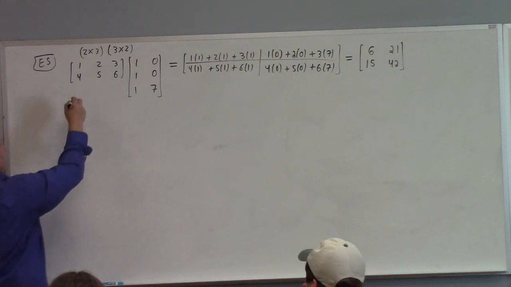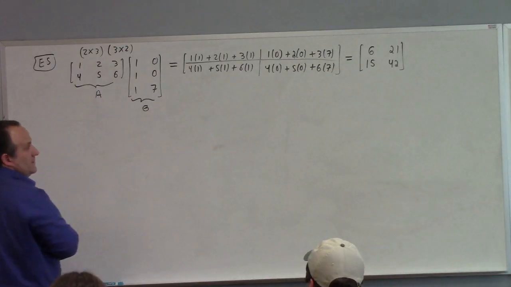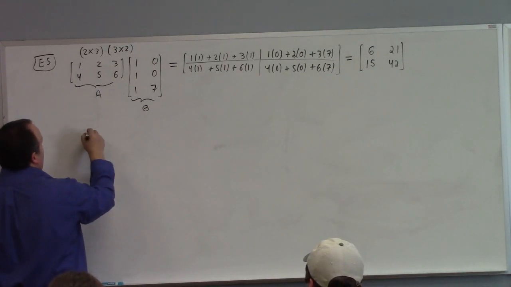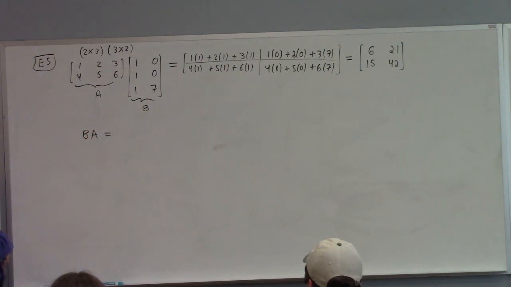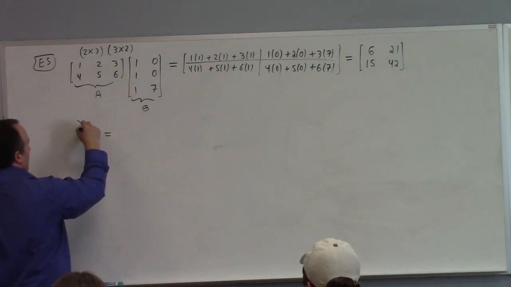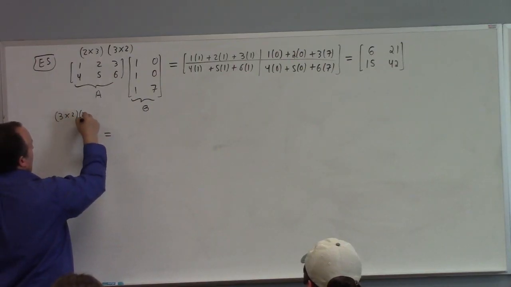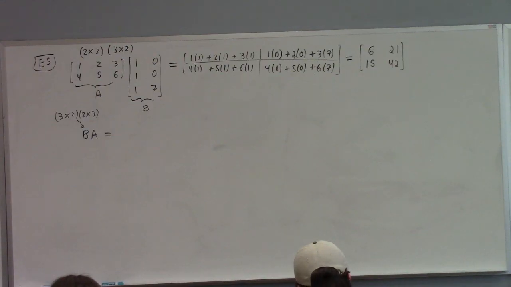If this is A and this is B, what happens if we look at B times A? Can we do that? Does that even make sense? We'd have a 3 by 2 times a 2 by 3. Yeah, it would make sense. But now the product in reverse order is not even the same size. It would be a 3 by 3 matrix.